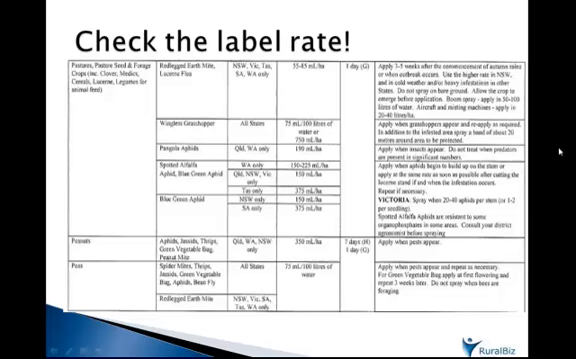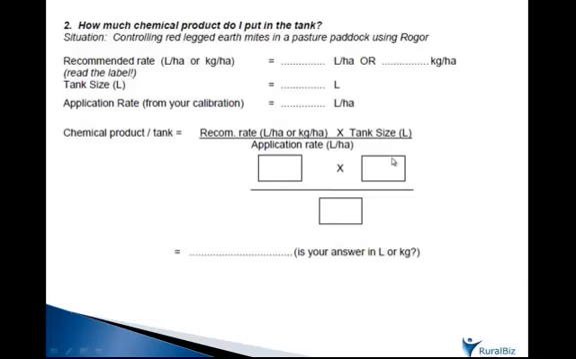So our 85 divided by 1000 to convert it to litres becomes 0.085. So the recommended rate is 0.085 litres per hectare. Enter the 0.085 litres per hectare here on your worksheet, which is in the bottom half of your worksheet.